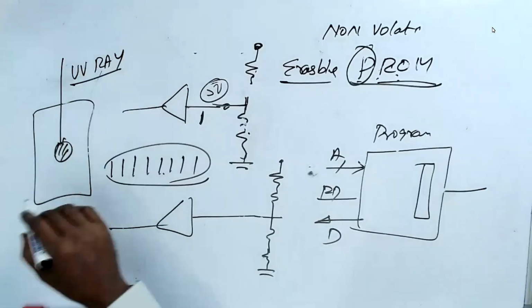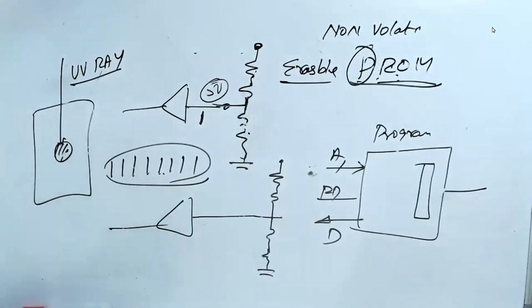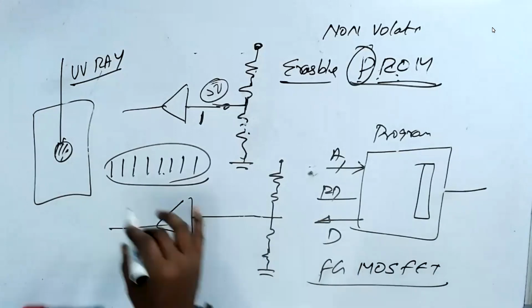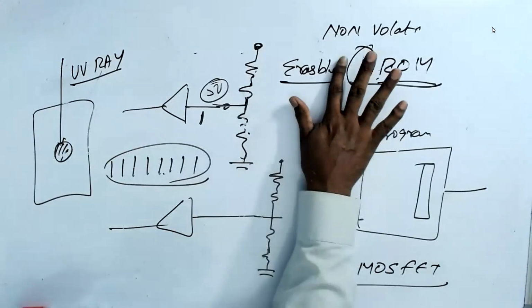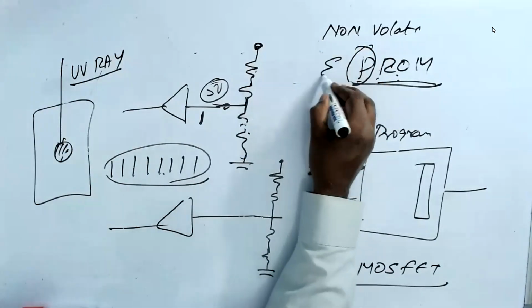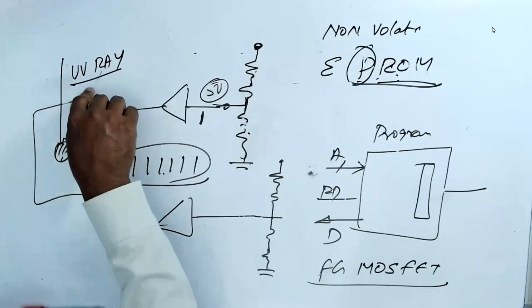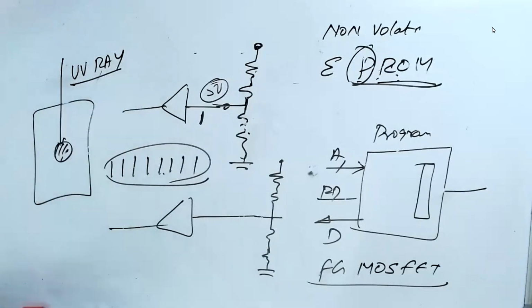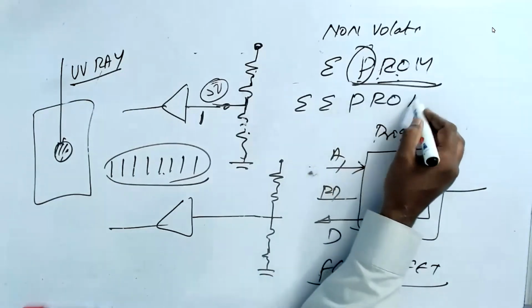Once you pass the UV ray, the fuse will come back. For that only they use the chip. What do you call? Floating gate MOSFET, FG MOSFET. They use it here. Then people thought this, they called it an EPROM. Then they thought, how do I erase it electrically? Then there's a chip called electrically erasable PROM, EEPROM.